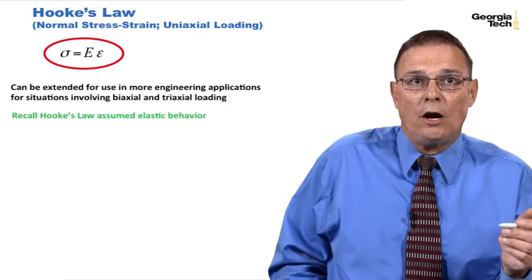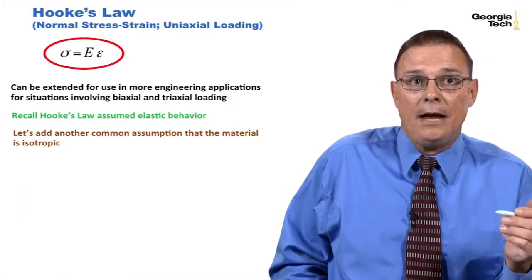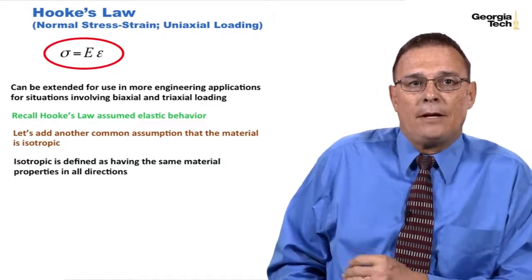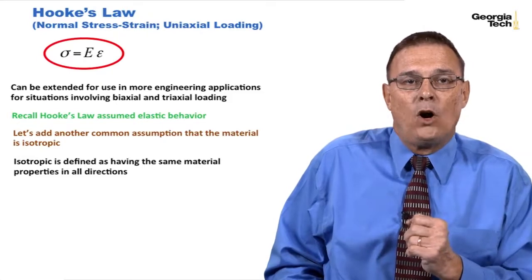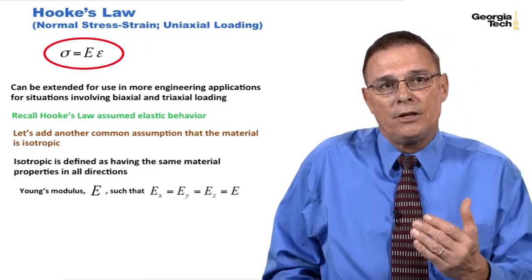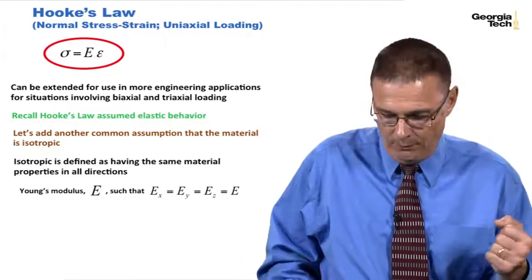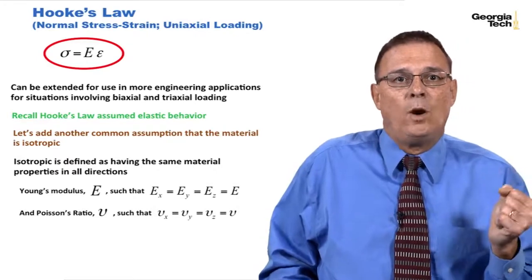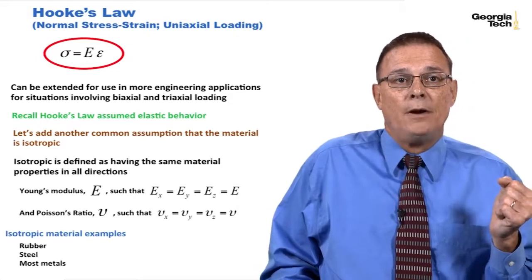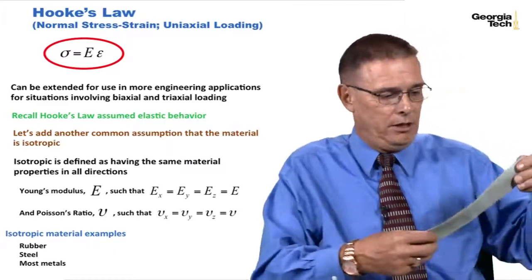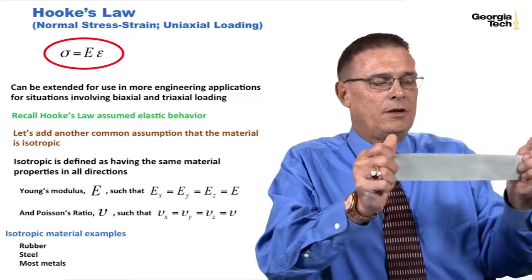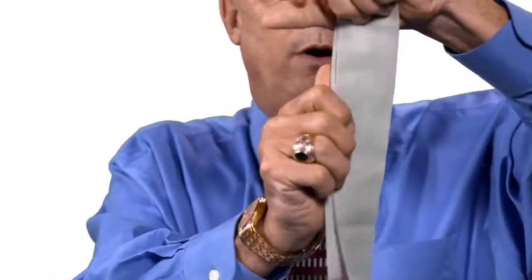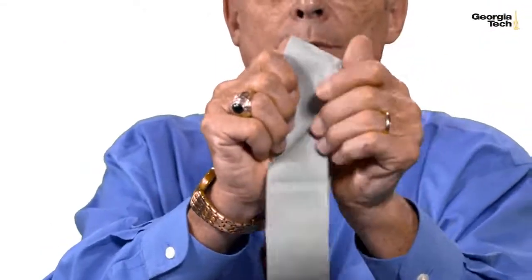So recall Hooke's law, it assumed elastic behavior, but let's add another common assumption that the material is isotropic. And isotropic is defined as having the same material properties in all directions. And that means that Young's modulus is the same whether we pull in the x direction, the y direction, or the z direction. And the Poisson's ratio is the same in the x, y, and the z directions. Some isotropic material examples are rubber or steel, most metals. And so here's an isotropic material, a rubbery elastic type material. Whether I pull in this direction or any other direction, the material properties are the same.